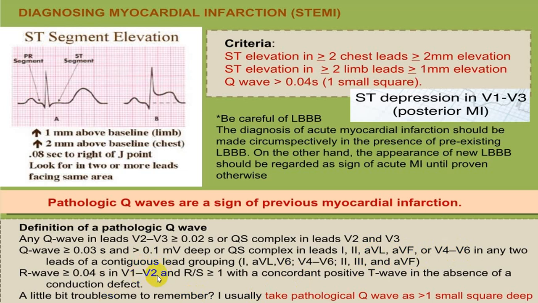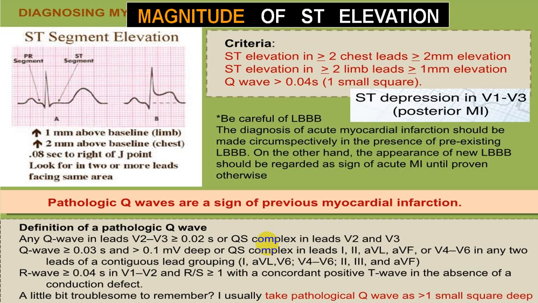And if in V1, V2 there is an R wave of 0.04 second, that is 1 small square, and the R wave is bigger than the S wave, and there is a concordant positive T wave in the absence of conduction defects, do consider this a true posterior wall MI, reciprocal changes. So ST depression in V1, V2, V3 should be considered, and try to rule out posterior wall MI in the presence of inferior wall MI, or even in the absence of changes in lead 2, lead 3, aVF.